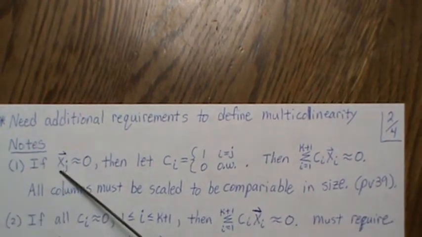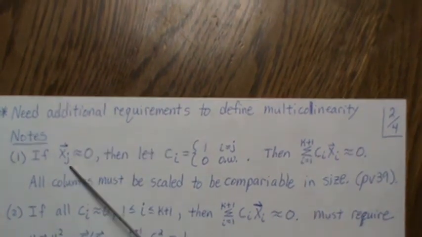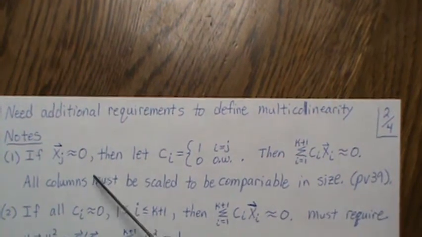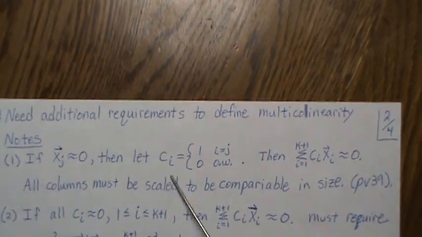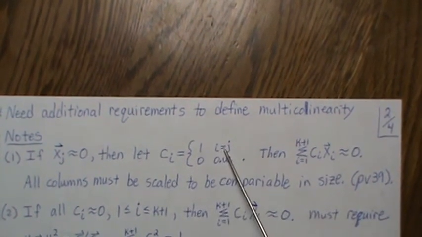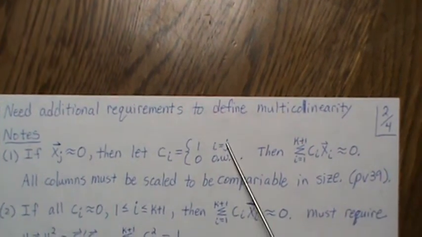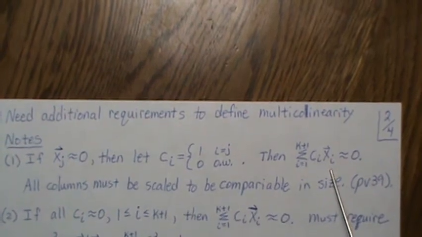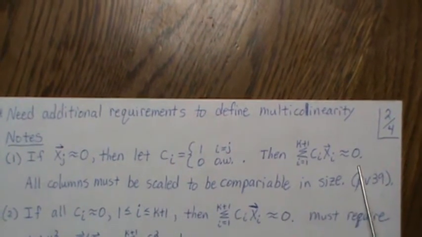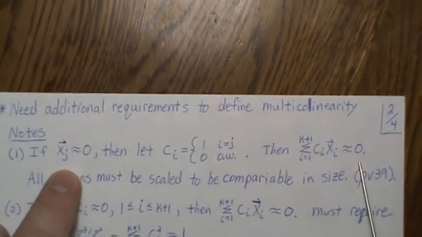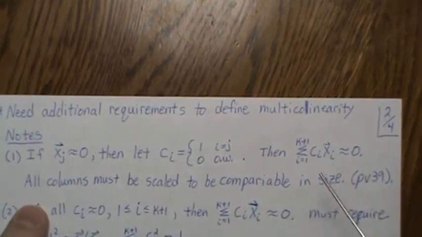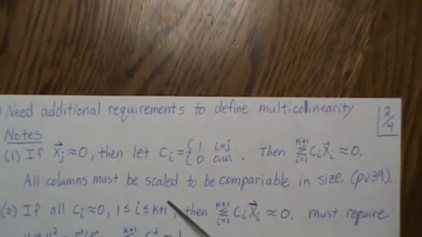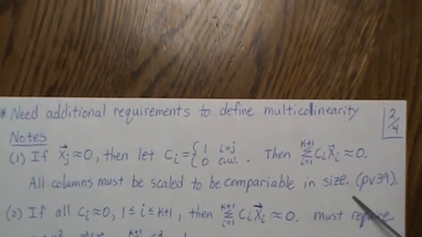So for example, if one of our variables that we're adding to the model, if every observation is really close to 0, then we can let c_j be 1 for that vector j and 0 otherwise. Then the linear combination of our columns will always be pretty close to 0, right? So when we're detecting multicollinearity in our design matrix, we must have all columns scaled to be comparable in size.